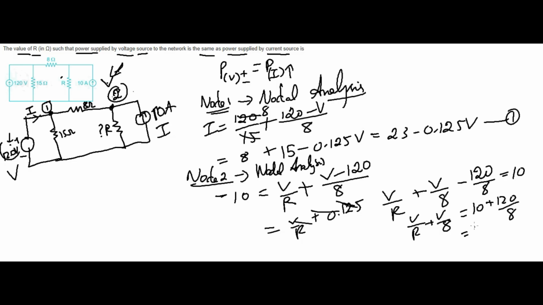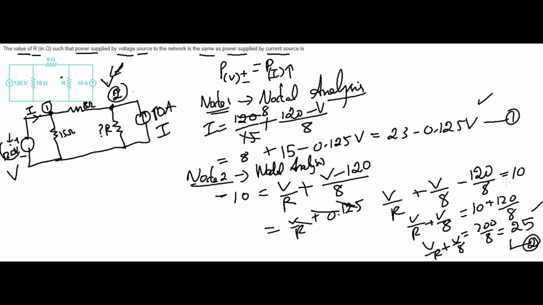8 plus 120, 200 by 8. So that is equal to, 2 8s are 16, then 5 8s are 40. Okay, so V by R plus V by 8 is equal to 25. You can take this as equation number 2. From equation 1 and equation 2, you can find a very simple format.